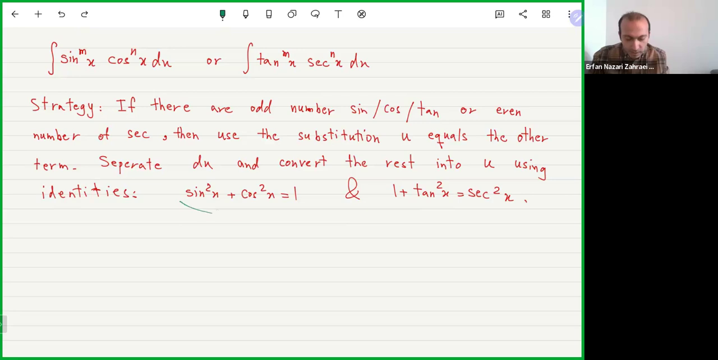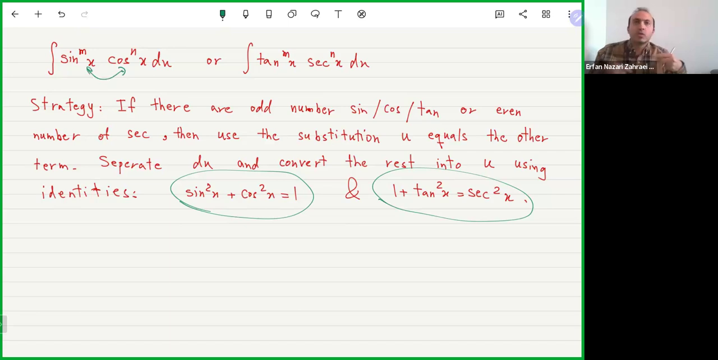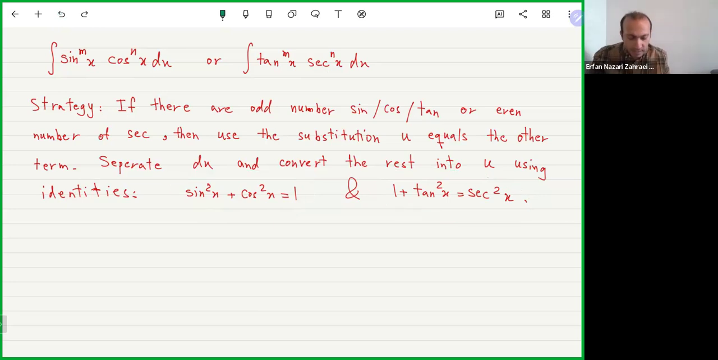So what is the idea? The idea is that using these identities, I can convert an even number of sine or cosine, like 2 or 4 or 6, to each other. And I can also convert an even number of tangent and secant to each other. So if I want to see whether a substitution, for example u equals sine or u equals tangent, works, let me list all of them.